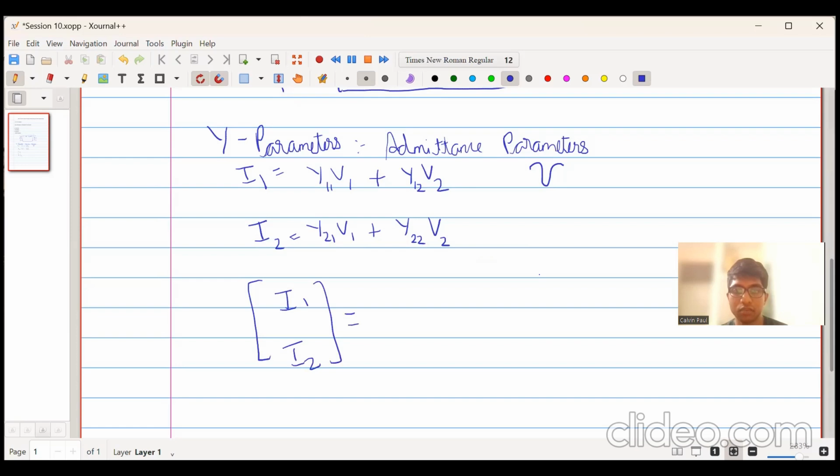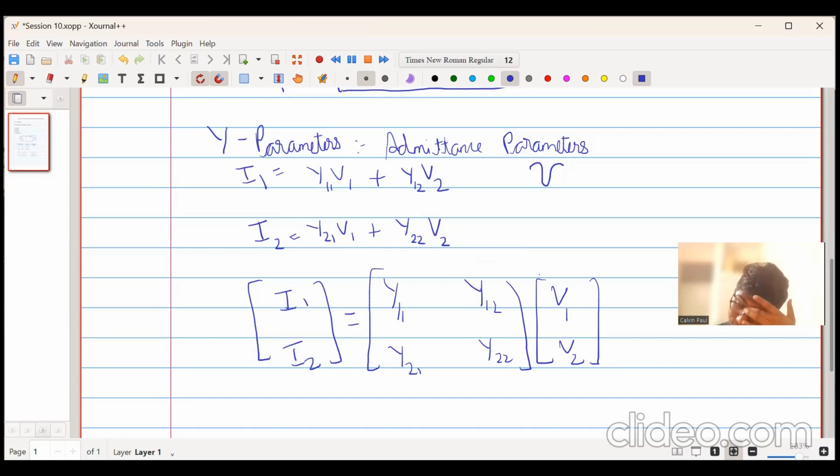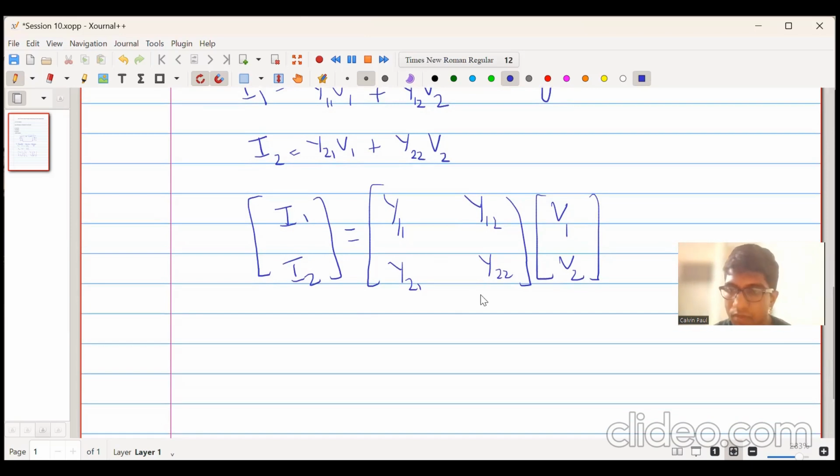That is, I1 upon I2 is equal to the matrix Y11, Y12, Y21, Y22, multiplied by V1 and V2. So this is the matrix which relates the currents and the voltages.